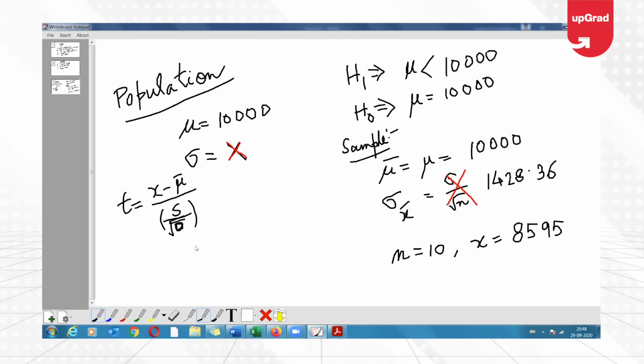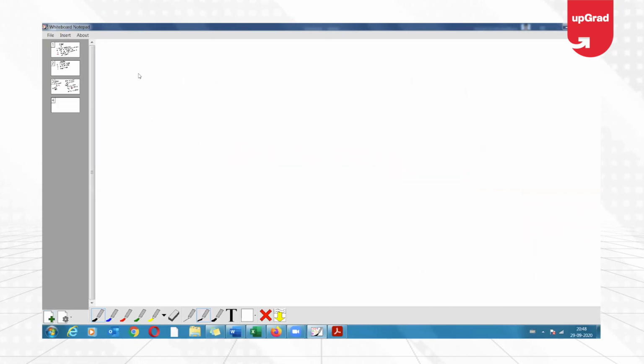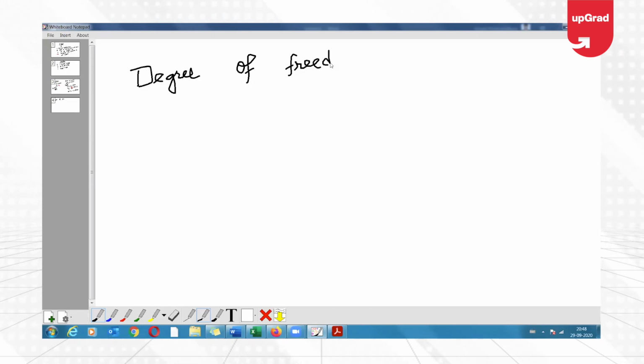Okay, so we'll just pause here and quickly understand what degrees of freedom is. Again, a common mistake which I see among people is they say degrees of freedom is n-1, where n is the number of samples or the population size. That is not correct. In most scenarios it is n-1, but let's understand the concept.